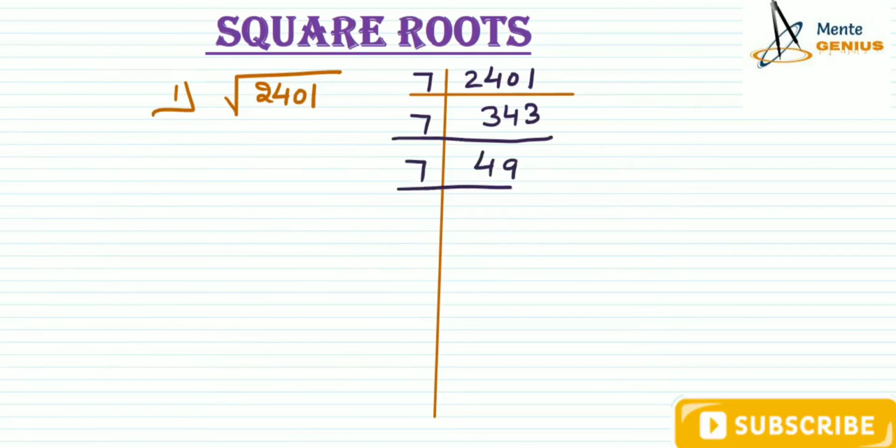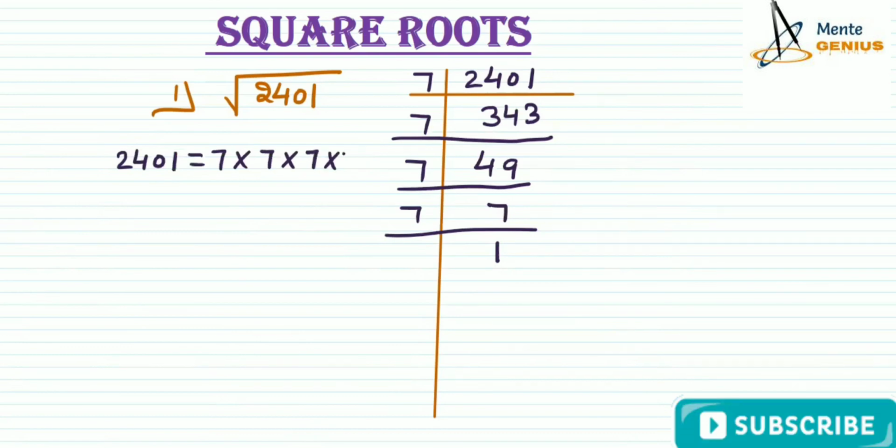Again it is divisible by 7, and again it is divisible by 7. Now 2401 can be written as 4 times 7. Now what is our process to make the pairs? Just make one pair, two pair.